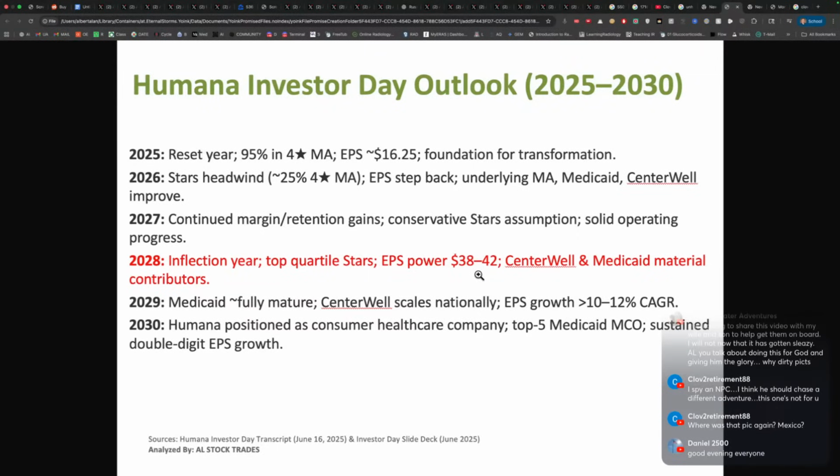Isn't that interesting? Earnings per share went from $16 to $38 to $42. Isn't it? That's like insane. That's like a double.